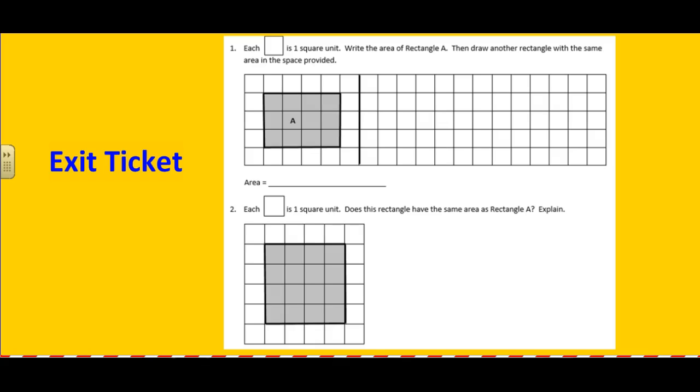Okay, moving on to the exit slip. Make sure whenever you're writing your area right here that you're not just using a number. And make sure down here, whenever it says explain, make sure you're explaining to me what they want you to explain before you bring me your paper. And whenever you're finished, go ahead and bring me your paper.